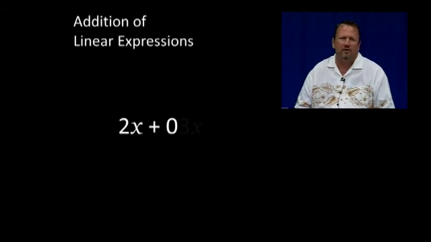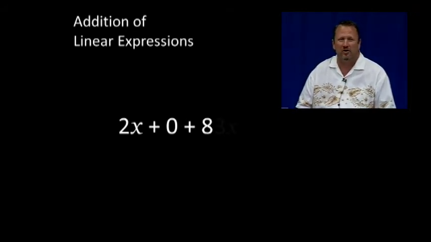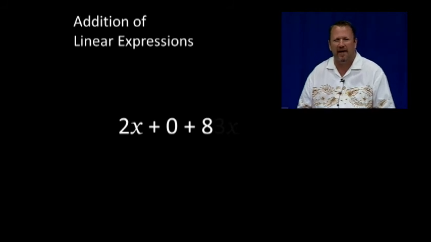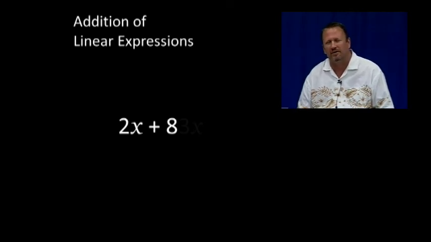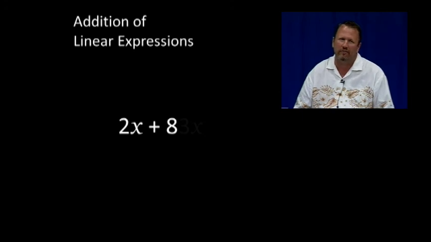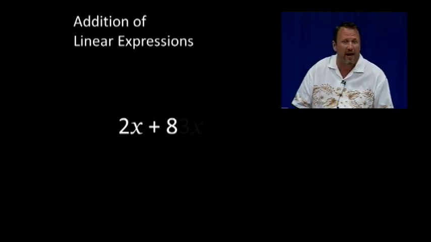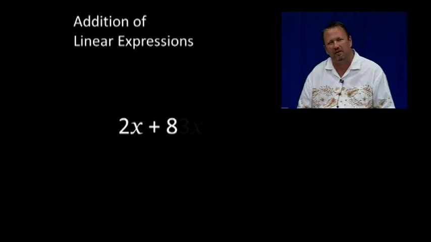Here's our 2x plus 0, and we can add to that 8. We know that 0 plus 8 is equal to 8, so 2x plus 0 plus 8 is equal to 2x plus 8. So notice, adding and subtracting the constants does not affect the coefficient of x. Adding and subtracting the coefficients of x do not affect the constants.